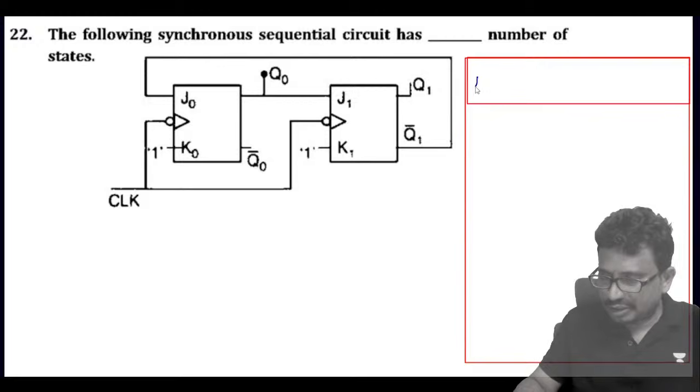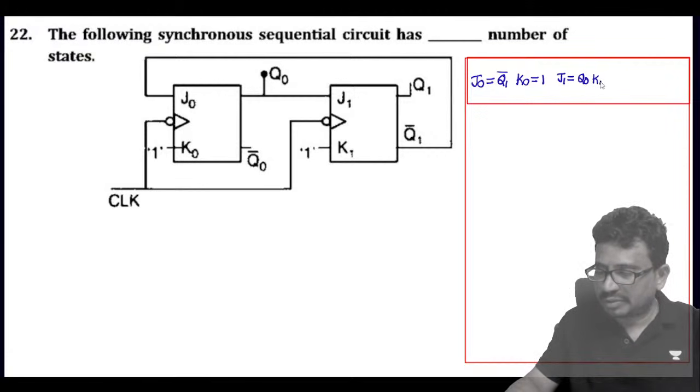So we have a J0. J0 is given as what? Q1 bar. J0 is given as Q1 bar. And K0 is given as what? 1. And here J1 is given as what? Q0. And K1 is given as what? That is 1.